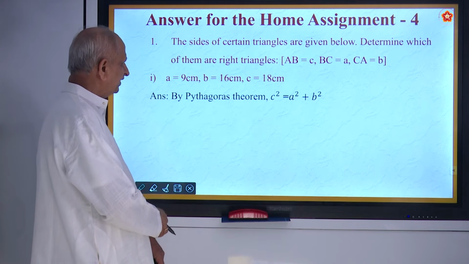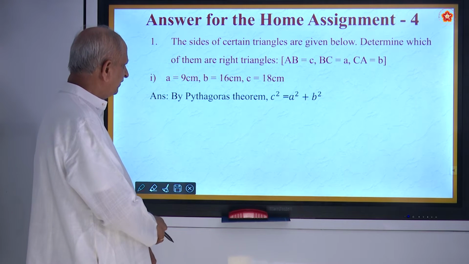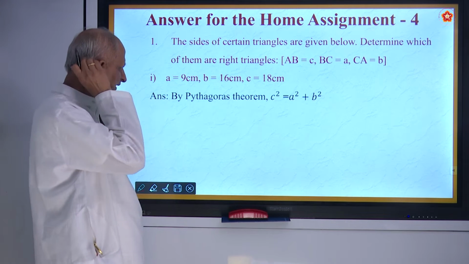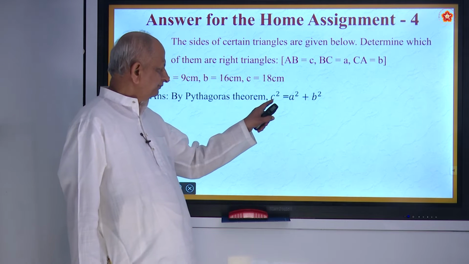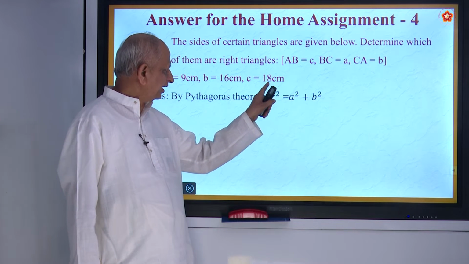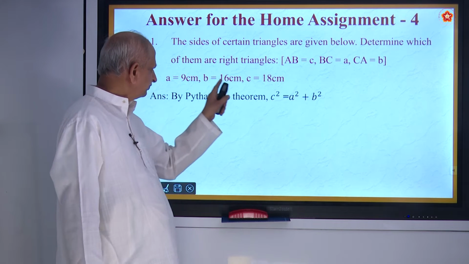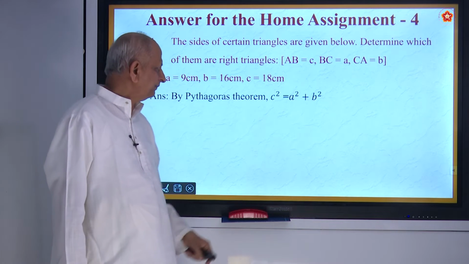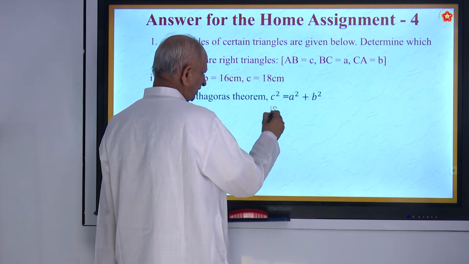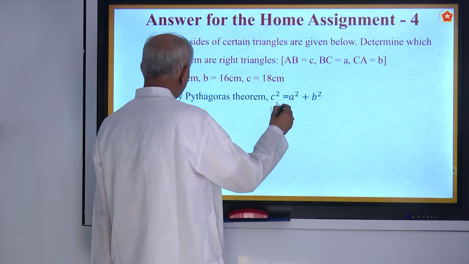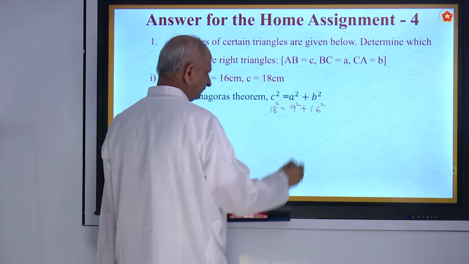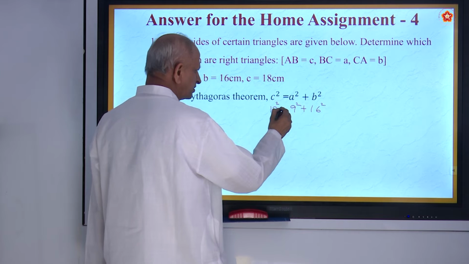The sides of certain triangles are given below. Determine which of them is a right angled one. So what is the test for that? By Pythagoras theorem, you must see which side is longest. 18 is longest. So we say C square is equal to A square plus B square. If they are equal, then we say it is right angled. So C square means 18 square. What is A square? 9 square. What is B square? 16 square. Is it equal? No.